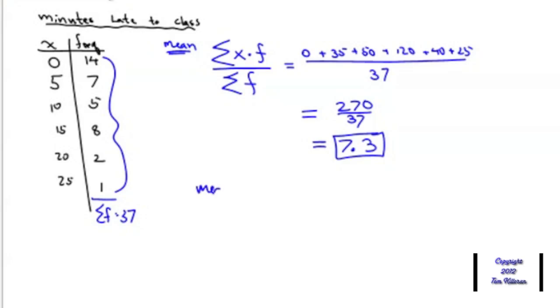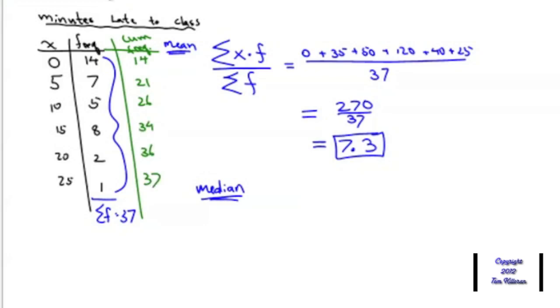Median is the one you're not going to like. The median requires that cumulative frequency part. So you go off to the side here and you cumulate your frequency. So cum frequency. The first one is 14. The next one would be 21. The next one would be 26. The next one would be 34. 36. This last number better be the exact same thing as the number of elements in your set. Otherwise, you can do some calculation wrong.